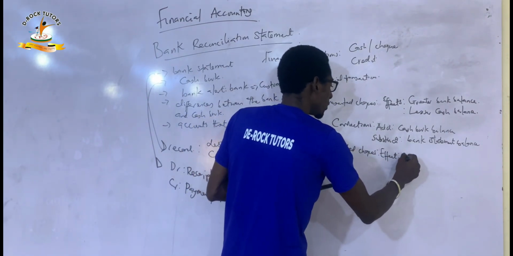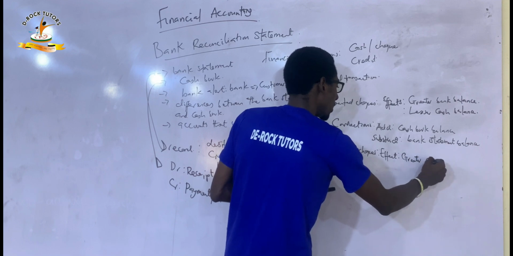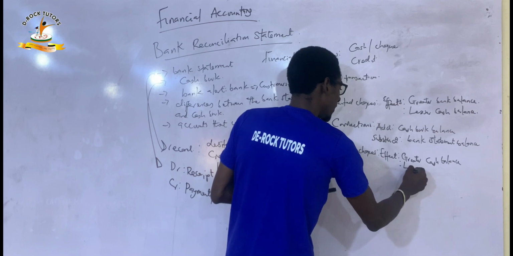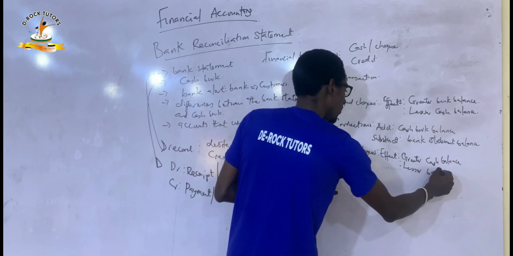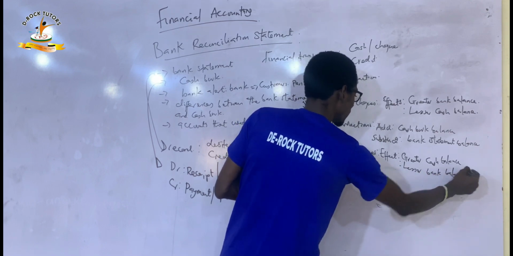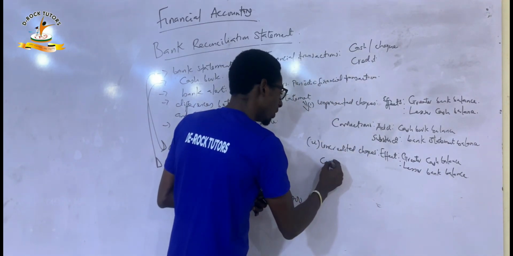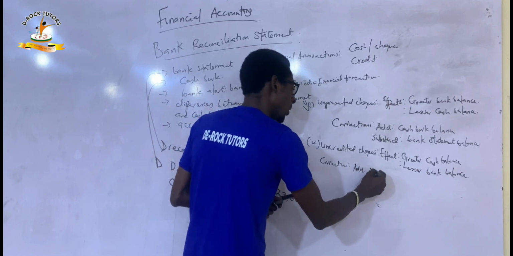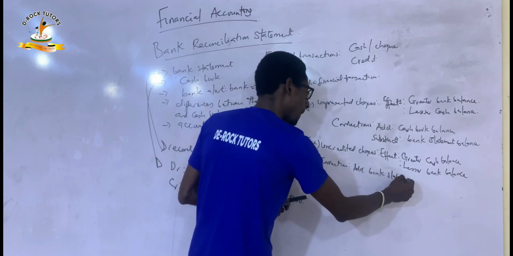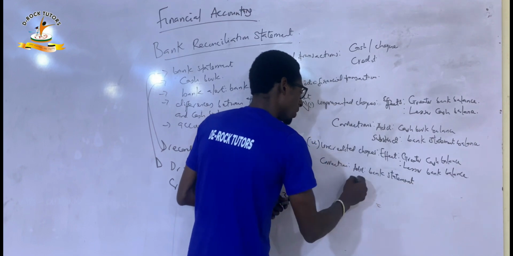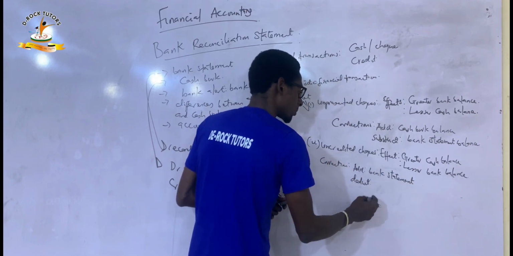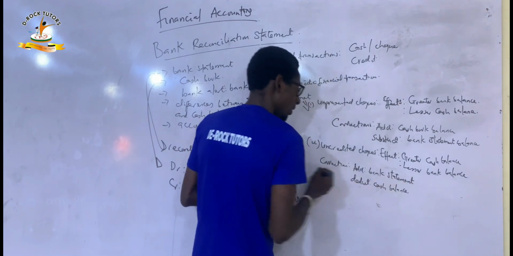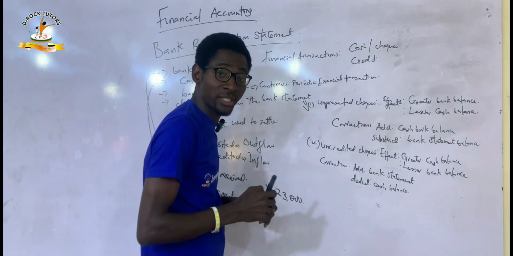So the effect is it will cause a greater cash balance and a lesser bank statement balance. That will be the effect. Then the correction will be to add to the bank statement and deduct from the cash balance. That's another thing that can cause it.